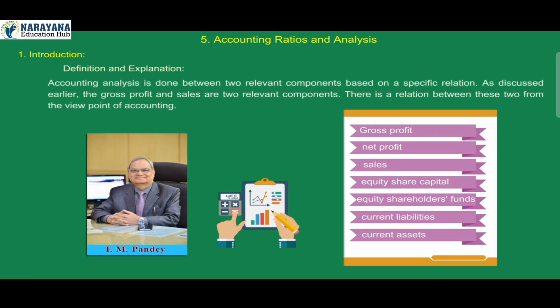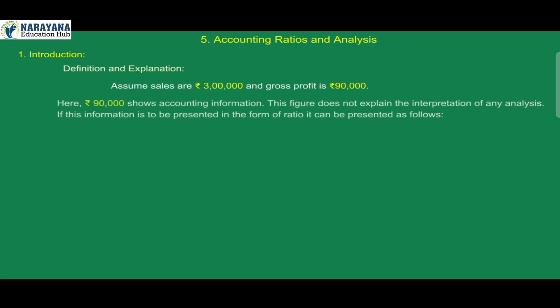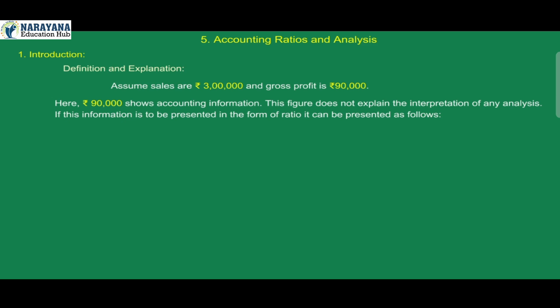Accounting analysis is done between two relevant components based on a specific relation. As discussed earlier, gross profit and sales are two relevant components, and there is a relation between these two from the viewpoint of accounting. Assume sales are Rs 3 lakh and gross profit is Rs 90,000. Here, Rs 90,000 shows accounting information. This figure does not explain the interpretation of any analysis. If this information is to be presented in the form of a ratio, it can be presented as follows.